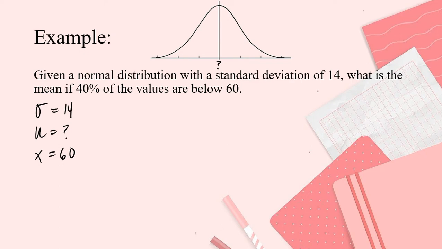Ang sabi po, ano daw yung mean kung 40% ng values ay below 60? Asan ba yung 40%? Sabi natin yung gitna yung 50%. So, let's say ang 40% ay ito. Ito ang 40%. Ano daw ang mean natin kung 40% po is below 60? Okay.